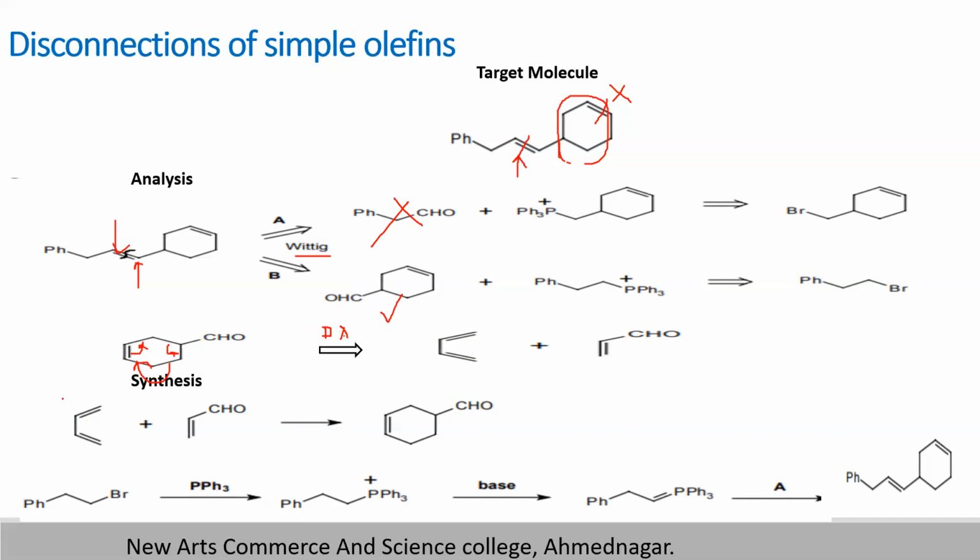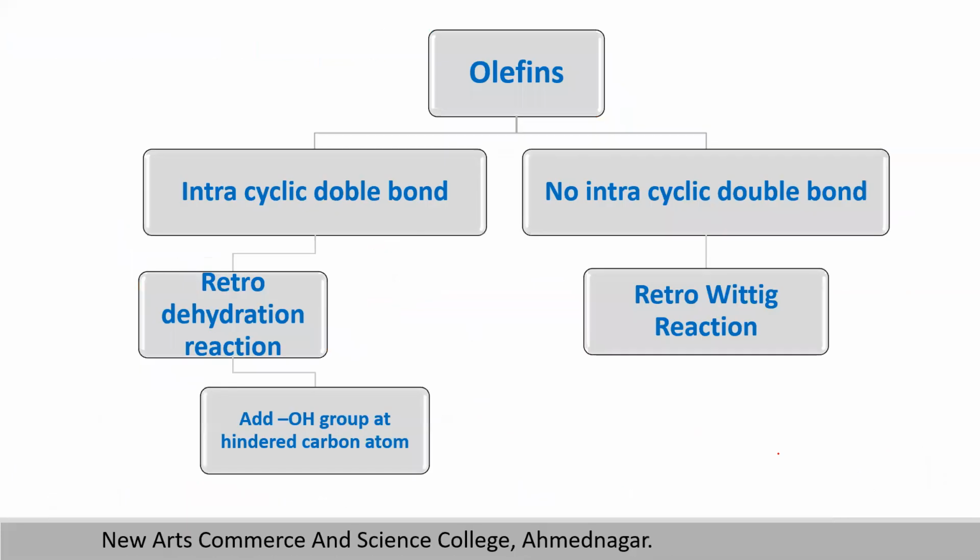Now complete the synthesis. First you synthesize the Wittig acceptor, that is butadiene plus vinyl aldehyde gives you Wittig acceptor. Then prepare the Wittig reagent. Once you get the Wittig reagent, then attack it on the Wittig acceptor and get the final product, that is your target molecule. Now what we learn up till this, now again this is the summary part. Whenever an olefin, that is a double bond, is there in a target molecule, the two questions that you have to ask to the target molecule: is it an intracyclic double bond or there is no intracyclic double bond?